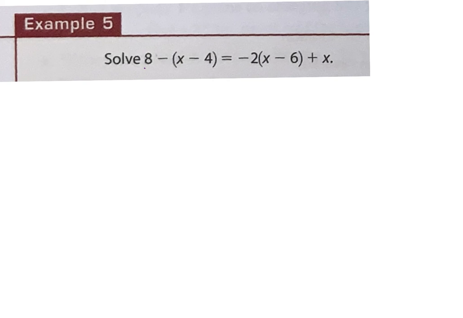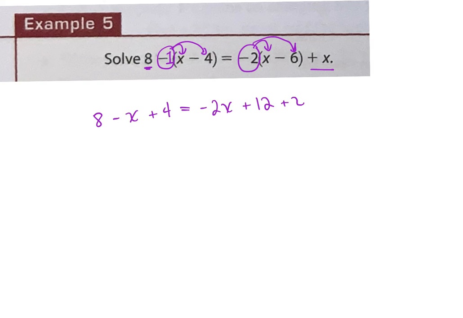We're going to distribute, now the 8 here, leave it alone. We are distributing a negative 1. So negative 1 times x is negative x. Negative 1 times negative 4 is positive 4. Here we're distributing a negative 2. Negative 2 times x. Negative 2 times negative 6. And then we have this plus x. All right, combine your like terms.